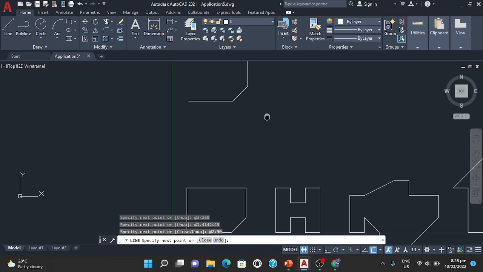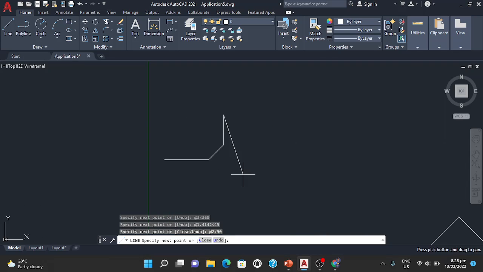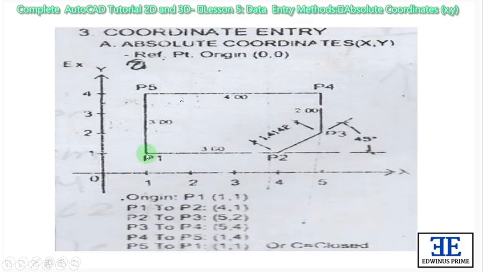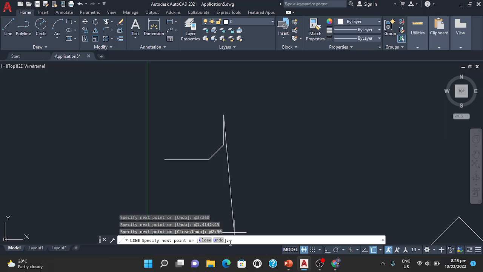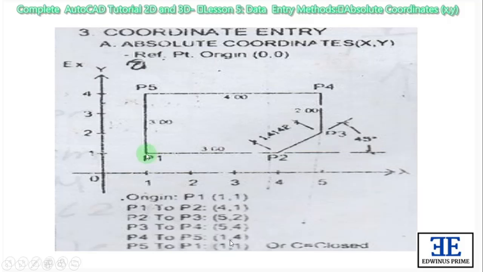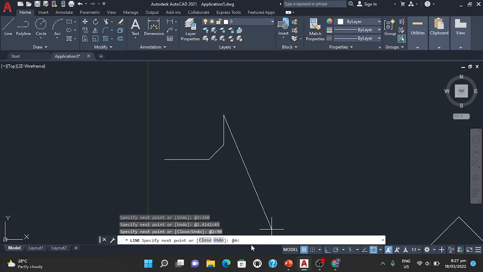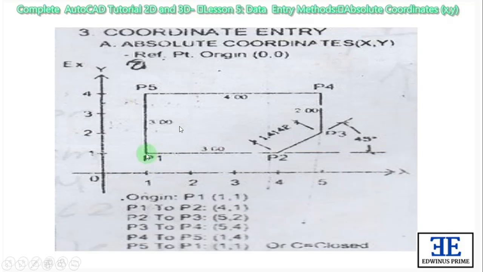Okay, so next one. Let's try to type P4 to P5. We have here a length of 4, at 4 angle. The angle from point 4 to point 5 is 0, but if it is going to the left, so let's input 180 degrees. Enter.